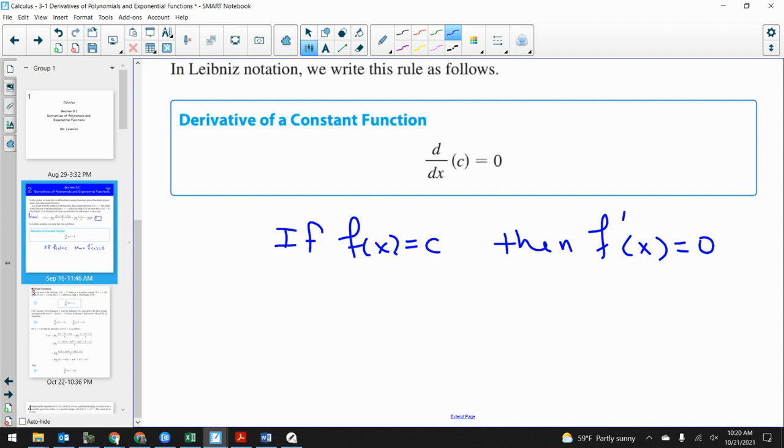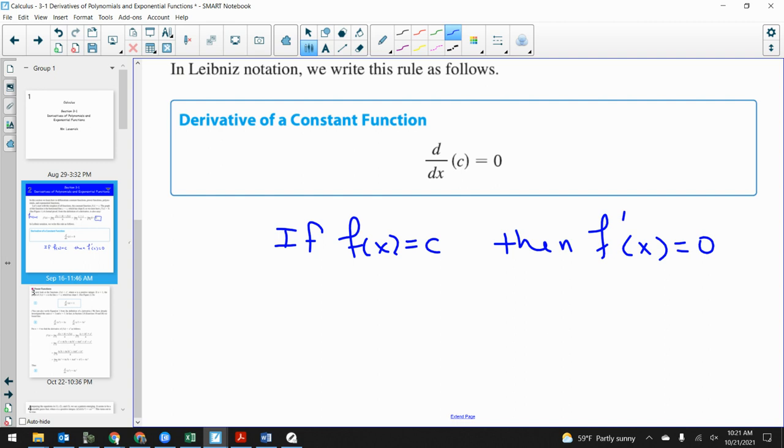That whole statement can be written just as d over dx of c is equal to 0. The operation of the derivative on c is 0. That's really saying if f of x is equal to c, then f prime of x is equal to 0. We can't use this prime notation like f prime of c is equal to 0. No, that doesn't make sense, because the function is the constant. It's not what I'm putting into the derivative.